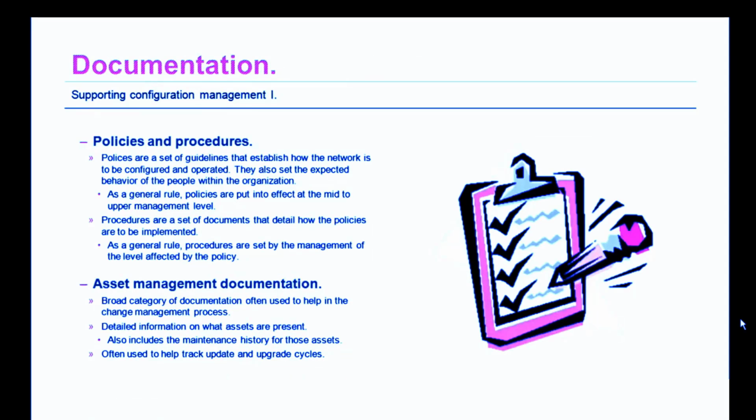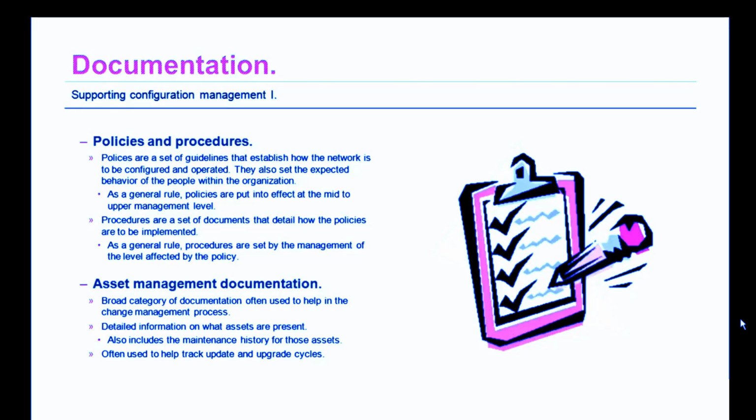Some of the documentation that should be kept include policies and procedures. Policies are a set of guidelines that establish how the network is to be configured and operated. They also set the expected behavior of the people within the organization. As a general rule, policies are put into effect at the mid to upper management level. Procedures, on the other hand, are a set of documents that detail how the policies are to be implemented. As a general rule, procedures are set by the management of the level that's affected by the policy, and they get down to the step-by-step process of how to do things.